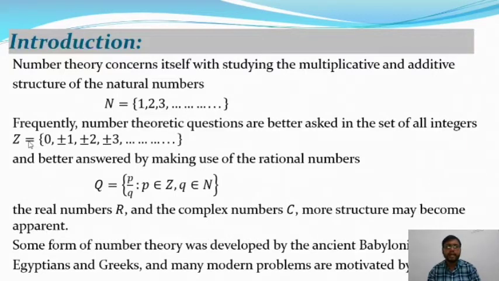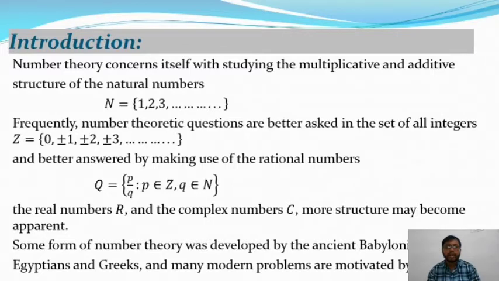And questions are better answered by making use of the rational numbers. You know the set of natural numbers is a subset of the set of integers, so Z is bigger than the set of natural numbers. After that, the rational numbers: a rational number can be written as p by q, where p belongs to Z, that is, p belongs to the set of integers, and q belongs to the set of natural numbers. Here p and q are relatively prime, and the rational number is equal to p by q.